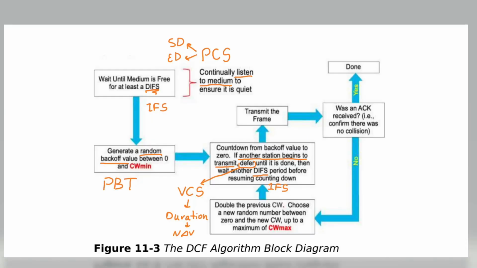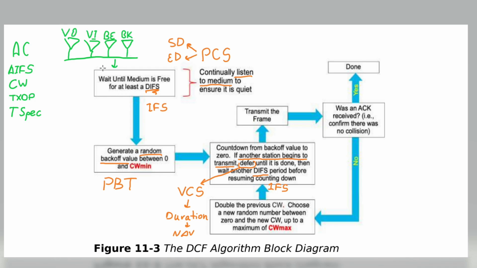Let's now recap how the EDCA key points affect the work of the good old DCF. Let's list them so as not to forget. You remember 5 pieces, right? Access categories, arbitrated interframe space, contention window, TXOP, and TSpec. 4 categories are like 4 buckets from which the packets are coming.